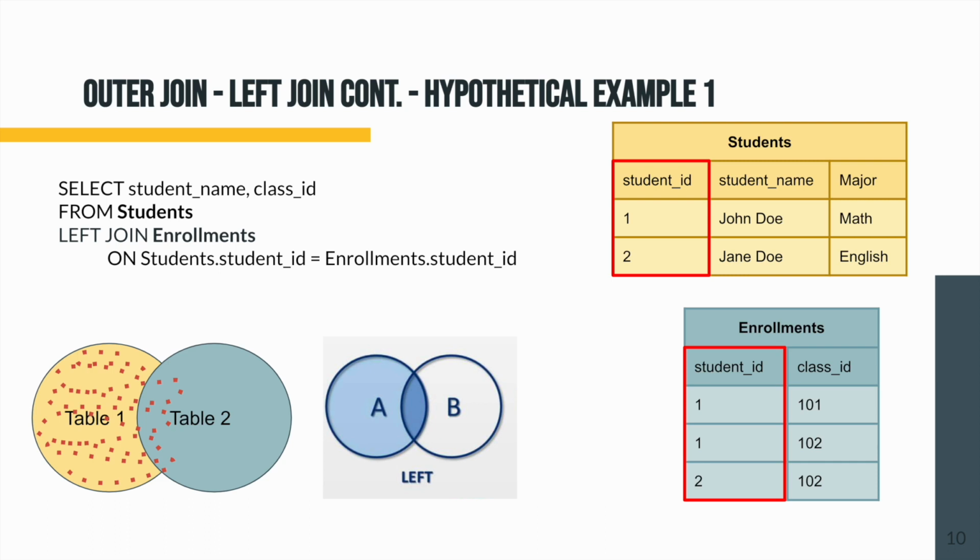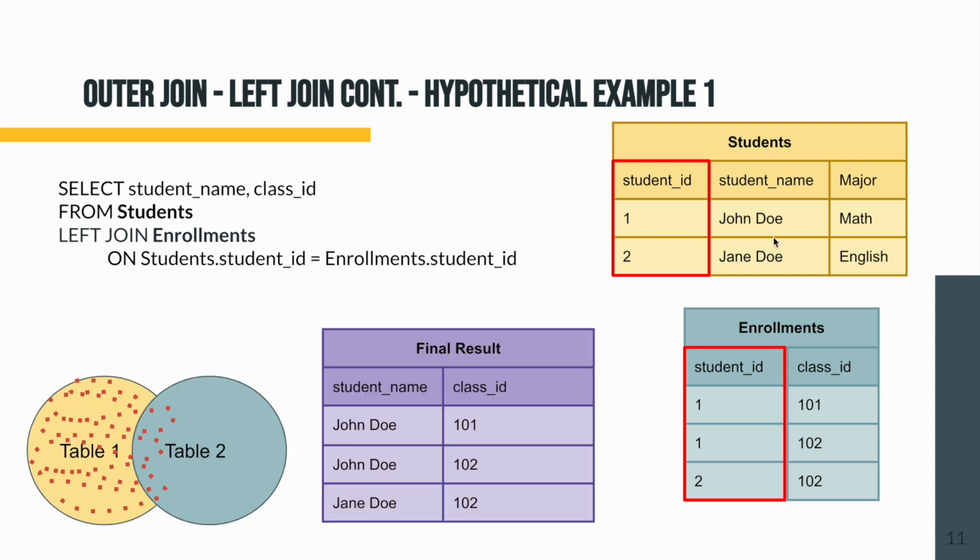Alright, so let's say I were to do the same thing with the same table, but this time I'm just using the students and enrollments tables and matching the student IDs to get the student name as well as the class ID. So again, students is my table 1, so I'm getting everything from this table and whatever matches between the two.